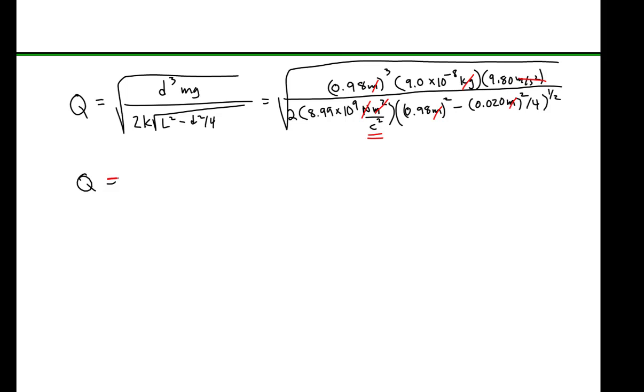And I get a charge to two significant figures to be 6.9 times 10 to the minus 9, which is the same thing as 6.9 nanocoulombs.